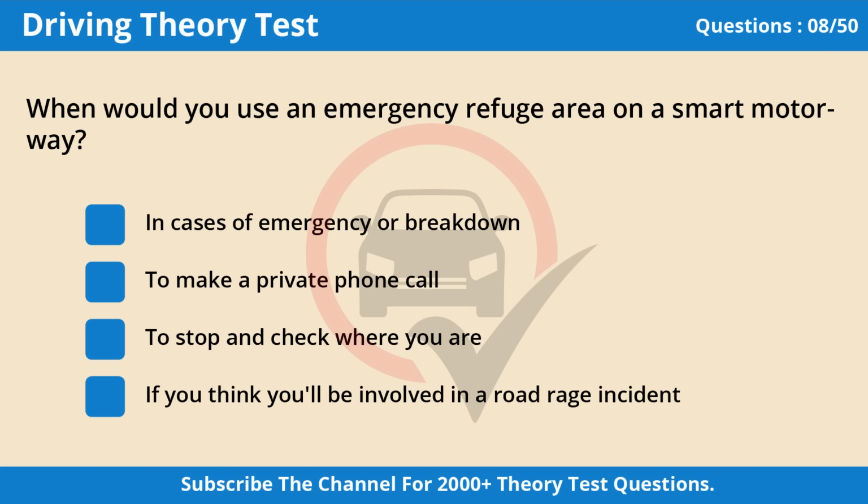Question 8. When would you use an emergency refuge area on a smart motorway? A. In cases of emergency or breakdown. B. To make a private phone call. C. To stop and check where you are. D. If you think you'll be involved in a road rage incident. The answer is A. In cases of emergency or breakdown.